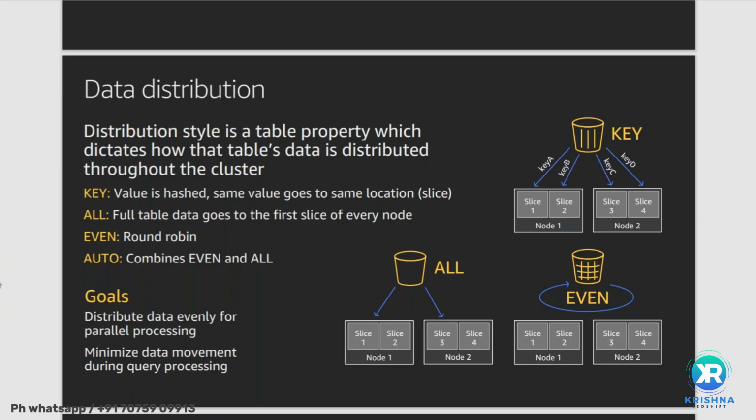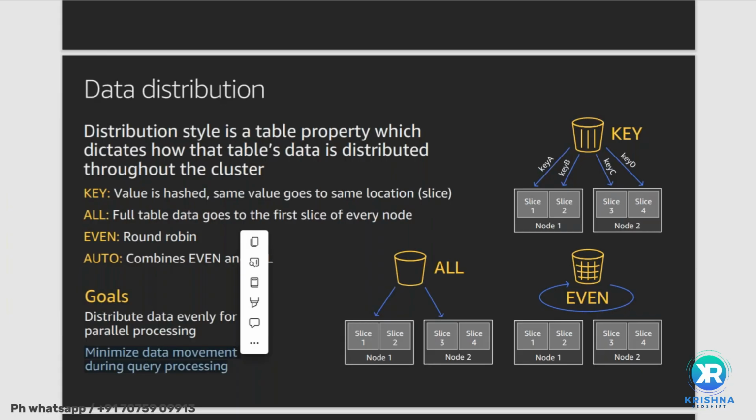Cool. See here the goals. Distribute data evenly for parallel processing. That means everything should be done parallelly. Like I said, if the data is not processed parallelly, the purpose of distribution itself is lost. That is the number one goal. Number two, minimize the data movement during query processing. This is very, very important.